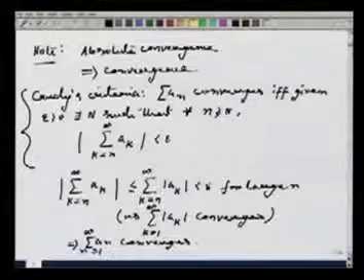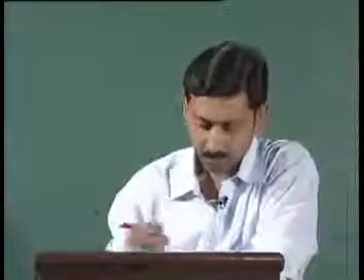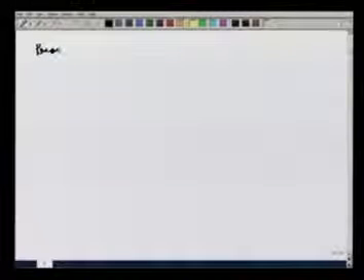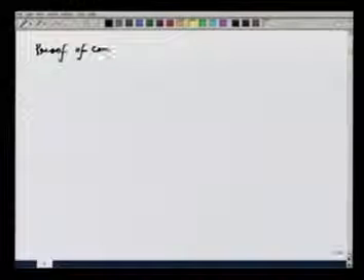So once again, what does absolute convergence mean? It means summation mod an converges. Then using Cauchy's criteria we could prove that if the series is absolutely convergent, then it is convergent. And to prove that, what we have used is just Cauchy's criteria. Okay, fine. Now let us go to the proof of comparison test.